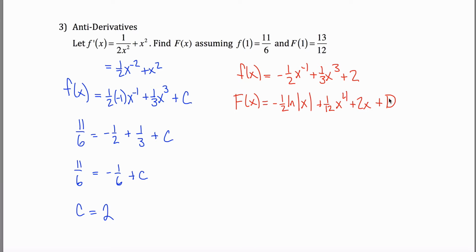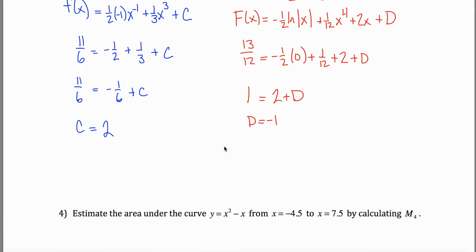And if I could solve for d, I would be done, and I can because I know that f of 1 is 13/12. So 13/12 is equal to negative 1/2 times the natural log of 1, but the natural log of 1 is just 0, plus 1/12 times 1, plus 2 times 1, plus d. This is just 0 right here, and if I subtract 1/12 from both sides of the equation, I get 12/12, aka 1, is equal to 2 plus d. So therefore, d is equal to negative 1.